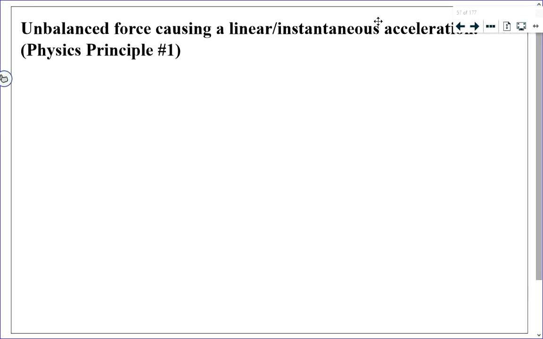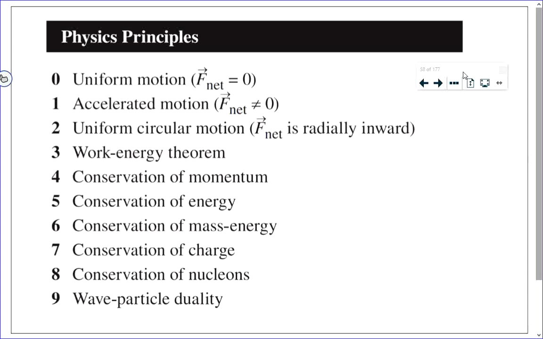That pretty much sums up all of the situations that I think you might encounter or you could encounter dealing with physics principle 0. Physics principle 1, I call unbalanced forces causing a linear or an instantaneous acceleration. I do want to talk about this in a little more detail, because I think the way these physics principles are described between 0, 1, and 2 can be a little deceiving.